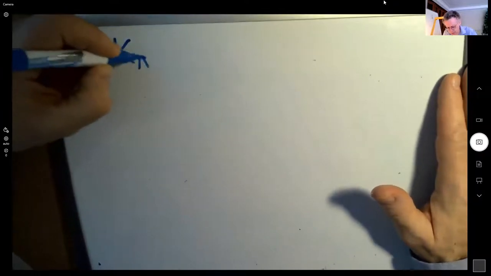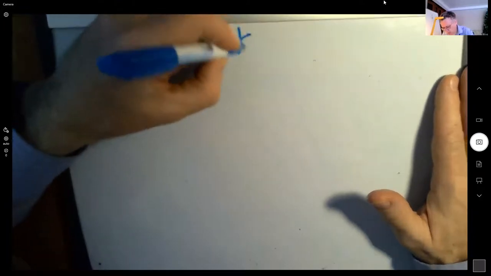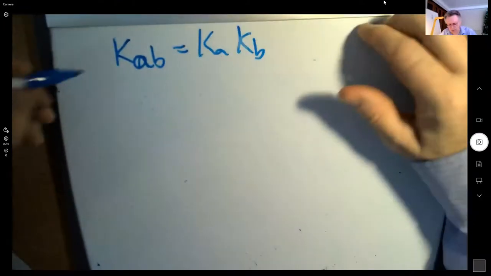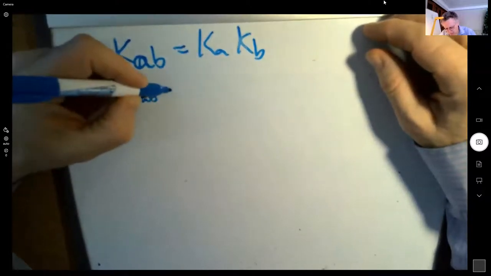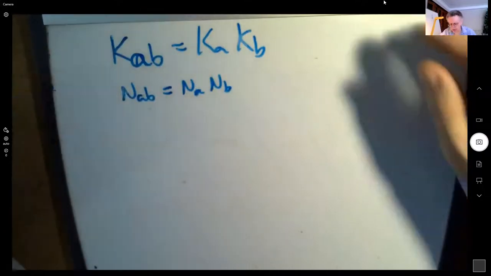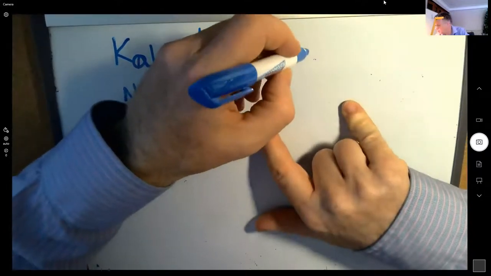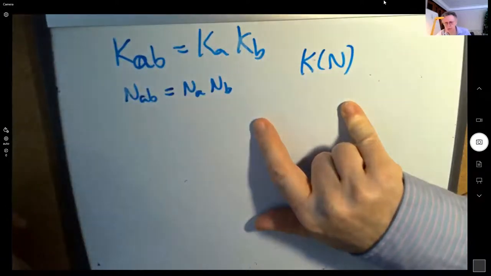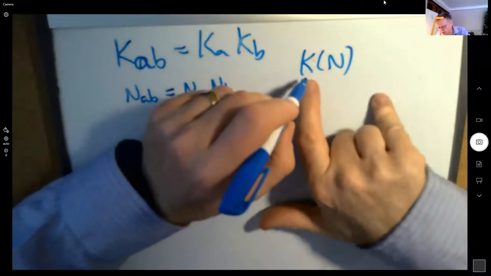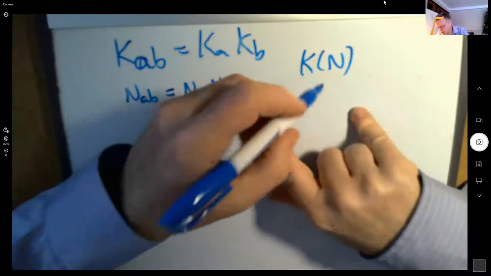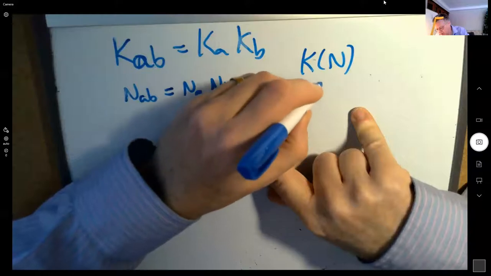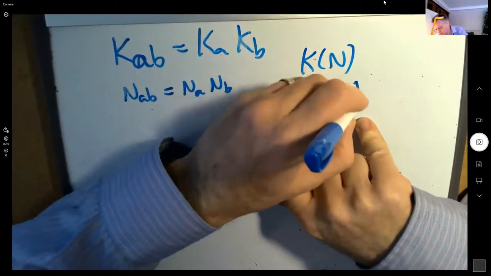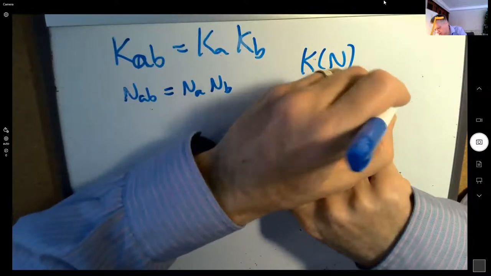Let me just talk a little bit about this simplicity axiom. So we have K_AB equals K_A K_B, and N_AB equals N_A N_B. We can show using the first axiom, the information axiom, that K is a function of N. That's because K is a property of a system, and properties should be given by the information carrying capacity. We can also show that K of N plus one is greater than K of N.